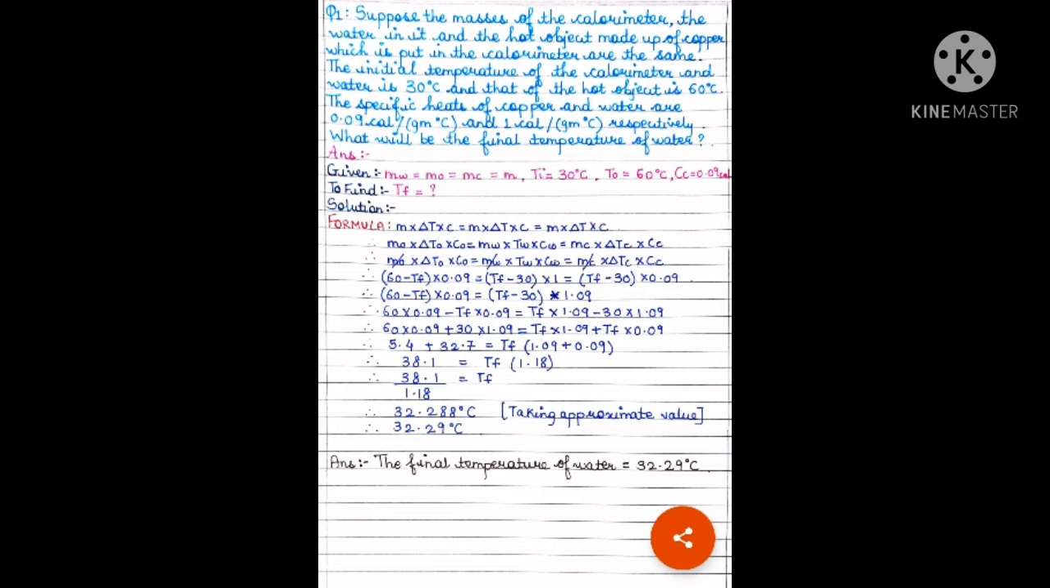So students, we have calculated the answer. We have solved the numerical. It was to find the final temperature of water. So we got the value: the final temperature of water is 32.29 degrees Celsius.